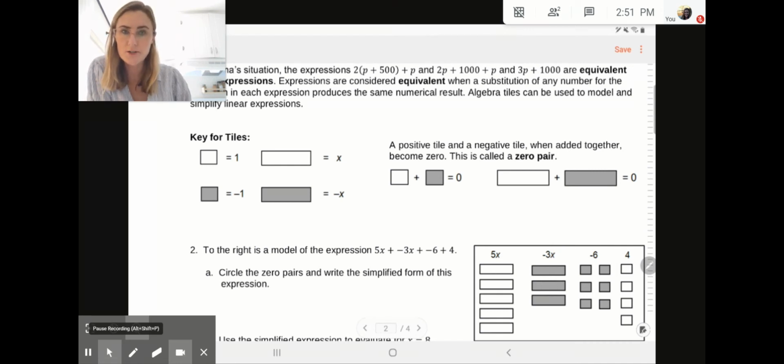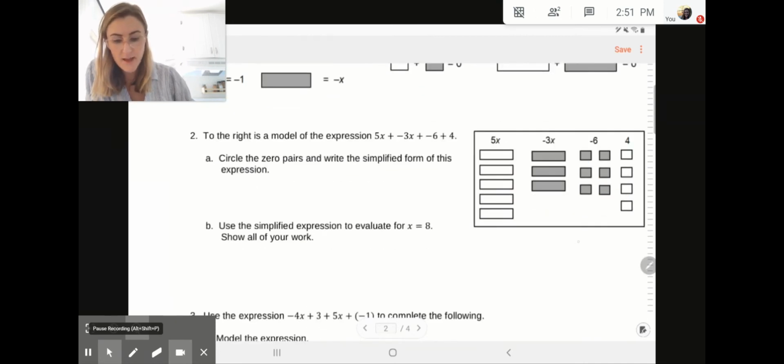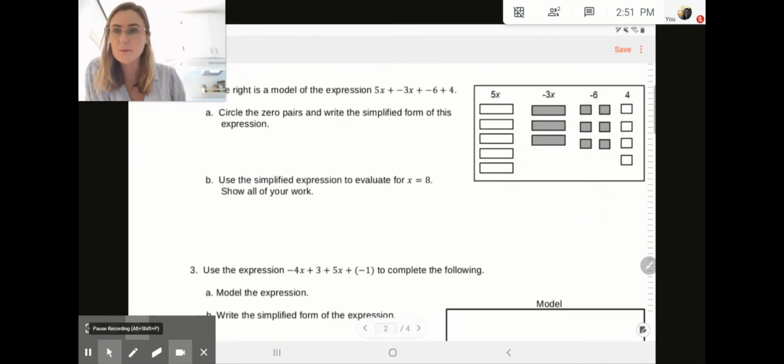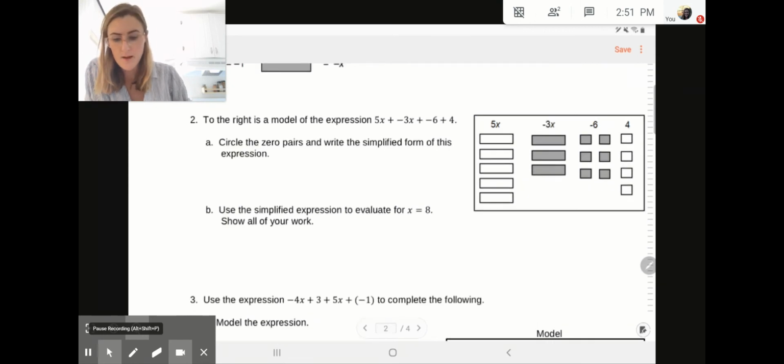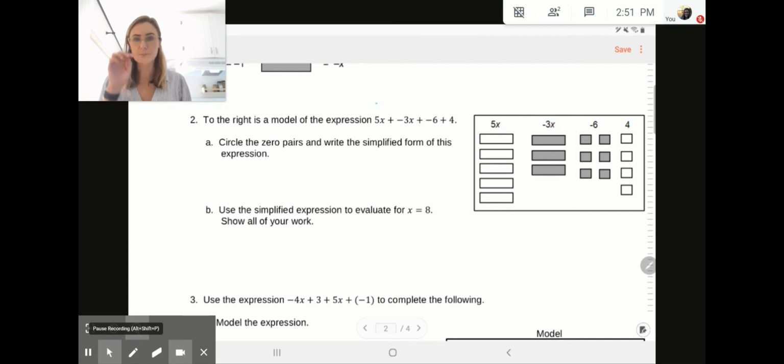We are not going to do algebra tiles in this lesson, so we are going to skip those parts. If algebra tiles help you, though, and you know how to use them, go for it. You are absolutely allowed to use algebra tiles, but you do not need to. So we are going to skip this part, but we're just going to simplify this expression in number 2.